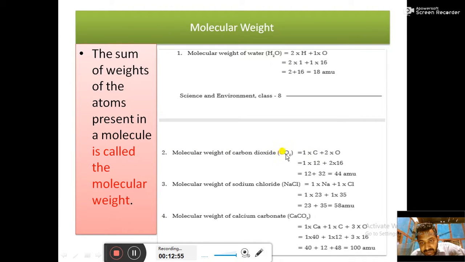Similarly, molecular weight of carbon dioxide, CO2, 1 into C plus 2 into O. It means that carbon has 1 atom and oxygen has 2 atoms. So 1 into 12 and 2 into 16, you are getting this value. So molecular weight of NaCl, just place this value, 58 AMU, you are getting this answer.